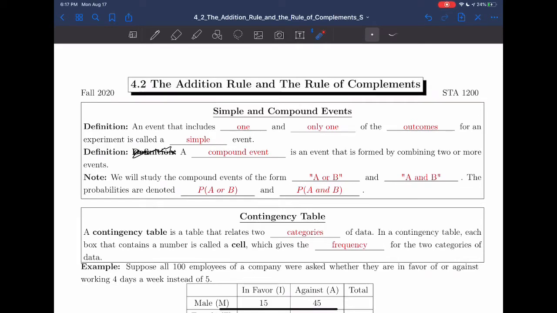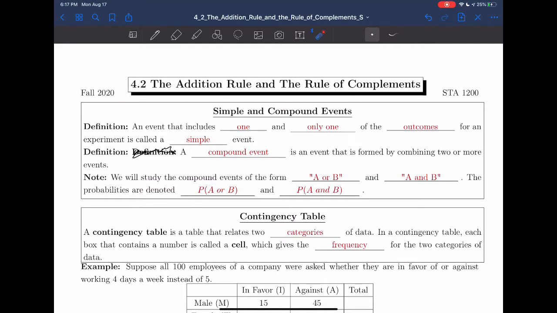In this section, we're going to talk about some of the rules and methods that we use to calculate probability of compound events. So to start, I want to go over some definitions. An event that includes one and only one of the outcomes for an experiment is called a simple event. And these events are usually what we've been working with from the previous section. And a compound event is an event that is formed by combining two or more events.